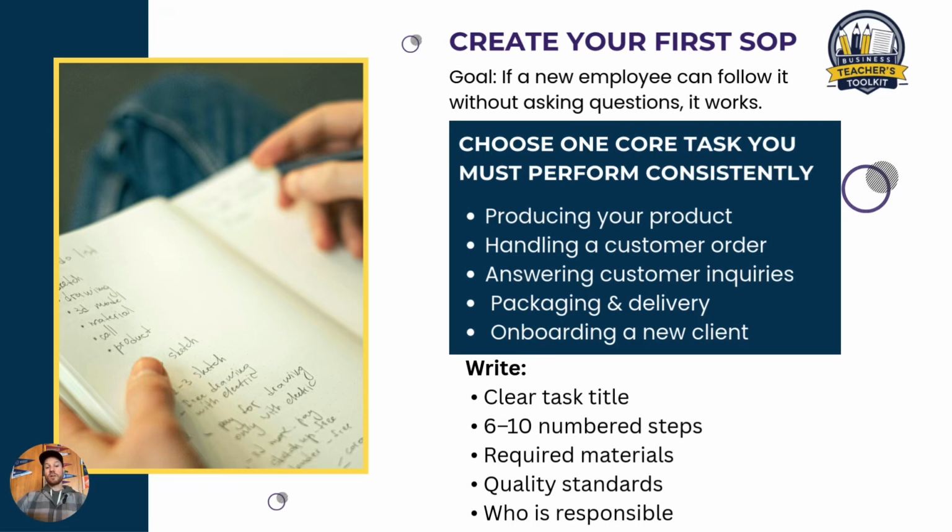So if a student was going to create their first standard operating procedure, they would need to think about, well, what is the goal? Well, if a new employee can follow it without asking questions, you know that your standard operating procedures work. So choose one core task that you must perform consistently within your business. Perhaps it's producing your product or handling a customer's order or a complaint, answering a customer inquiry, packaging and delivery, onboarding with a new client.